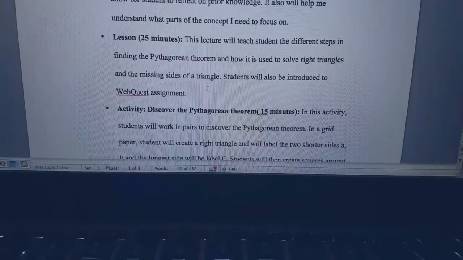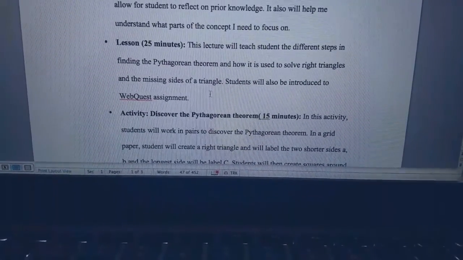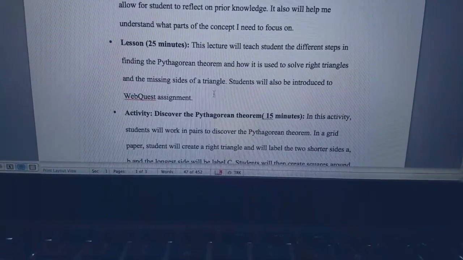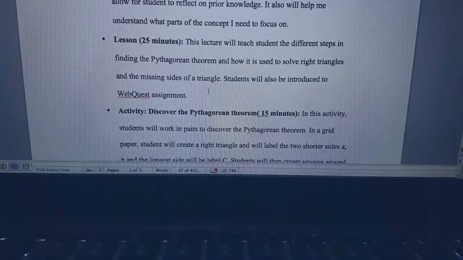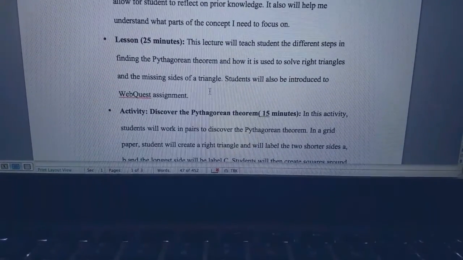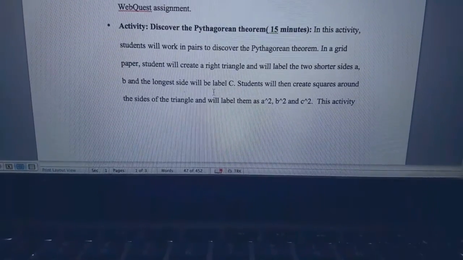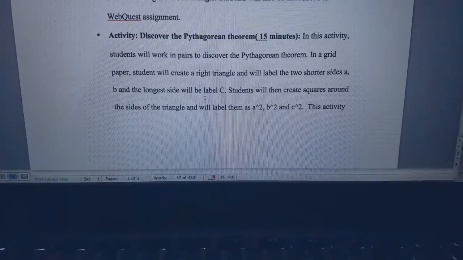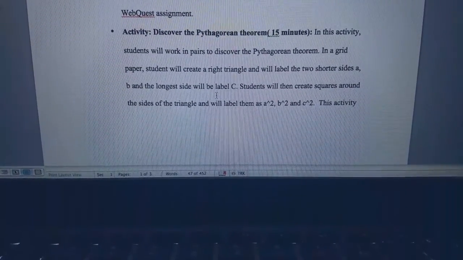The lesson, in which I will give a quick example of what I expect students to do. It will show students the different steps on finding the Pythagorean theorem and how it's used to solve right triangles. And the final activity would be for the students to discover the Pythagorean theorem. Students will work in pairs to discover the Pythagorean theorem.